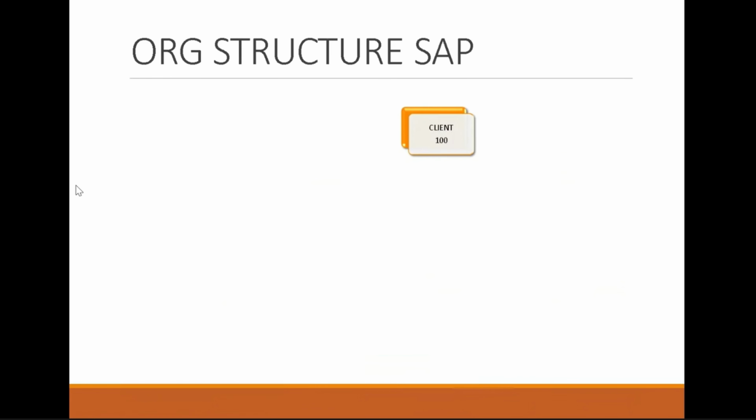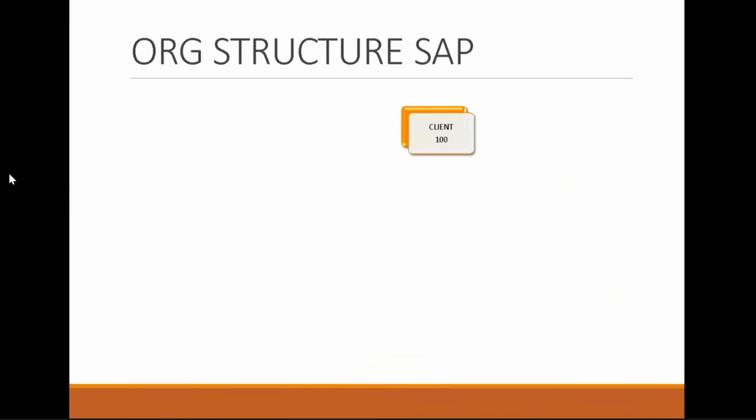Okay, so if we talk about the SAP organization structure, SAP will start from the client. There will be a client, which is the top organization structure. In a client, we will be storing all of the data, let's say your master data, your transactional data, your user related data. Everything will be stored or configured inside a client. So every client will have a different set of data as per their requirement.